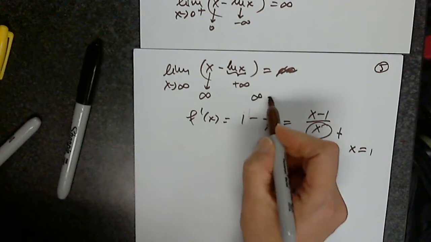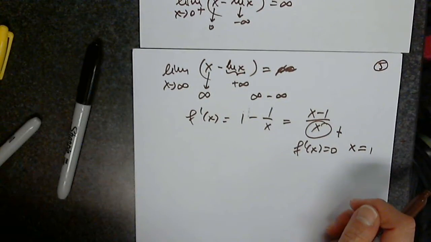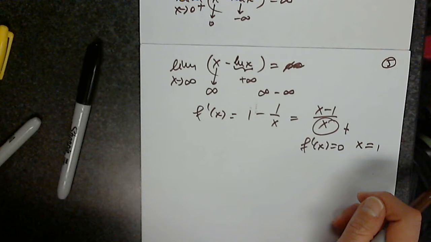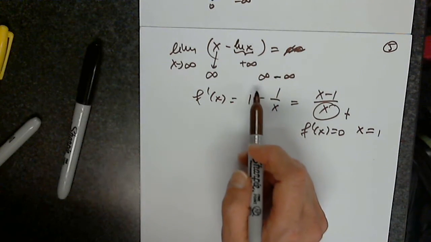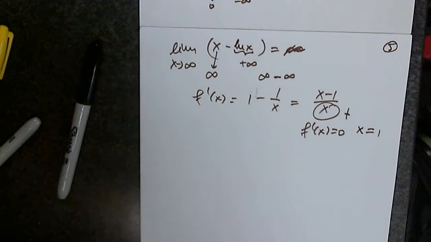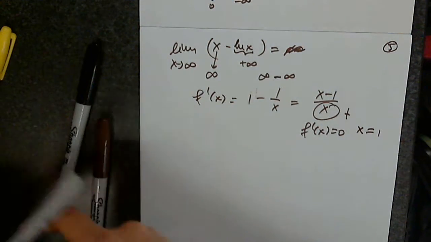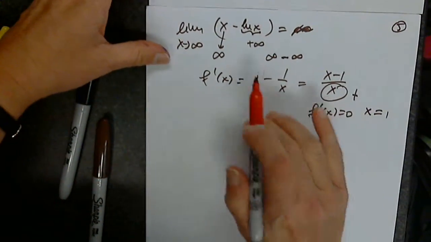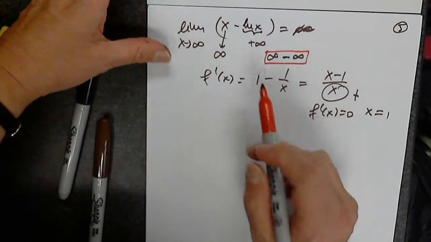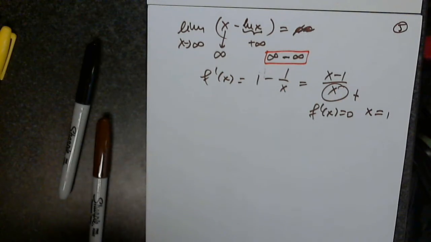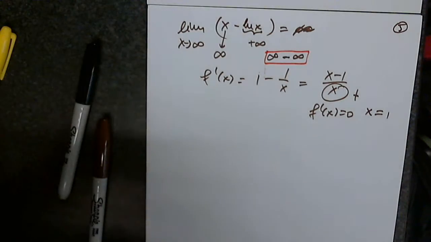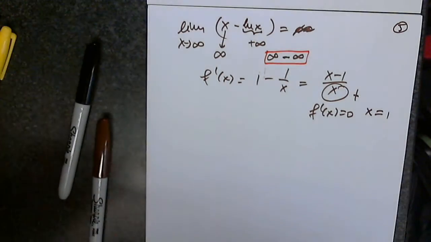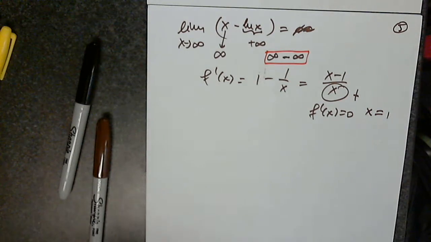So infinity minus infinity is an indeterminate case, which means I cannot use L'Hopital's rule. There is nothing I can do to x minus log x. I cannot change it into 0 over 0 no matter what I do, and I cannot change it into infinity over infinity no matter what I do. So I have to analyze this.